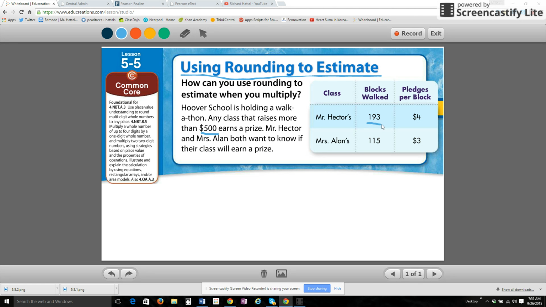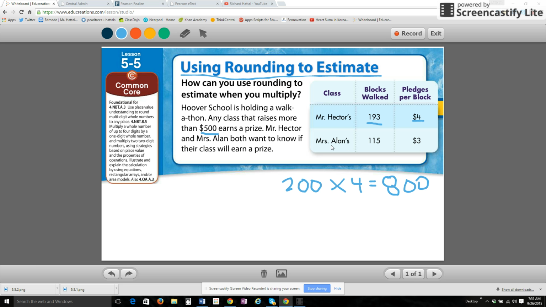So Mr. Hector has walked 193 blocks. 193 is awfully close to 200, so why don't we just go ahead and round that to 200. So then 200, and then for each block they got $4, so we're going to multiply that by 4, and then that equals 800. 4 times 2 is 8, then add the 2 zeros, and we have 800. So yeah, it looks like Mr. Hector's class did in fact qualify for the prize for earning $500.